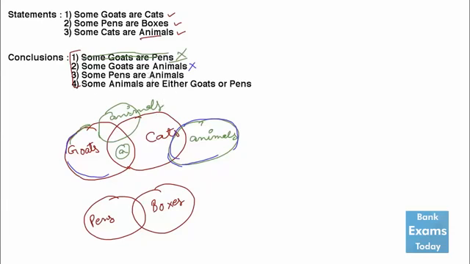Some pens are animals. There is no relation between the pens, boxes and this graph, so cut it out. Some animals are either goats or pens. Here are the diagrams for the animals. So animals can be this circle or this circle or this circle. So we can't conclude the fourth conclusion as well. So none of the conclusions follows.